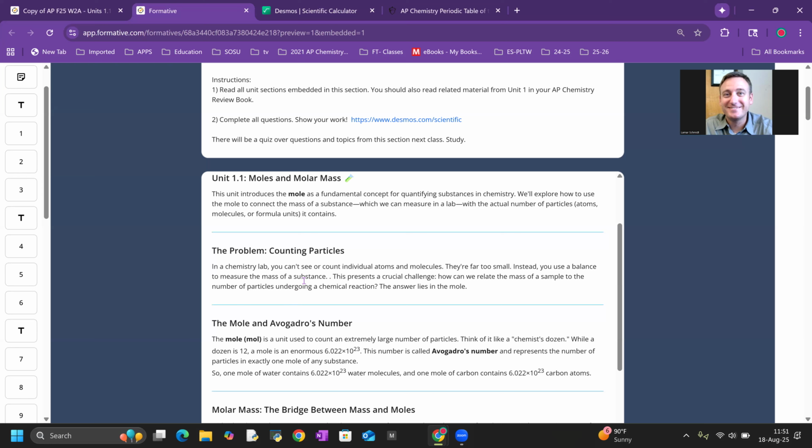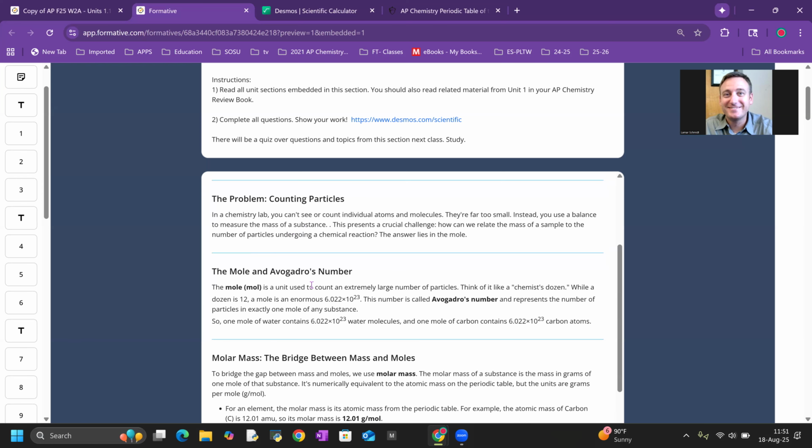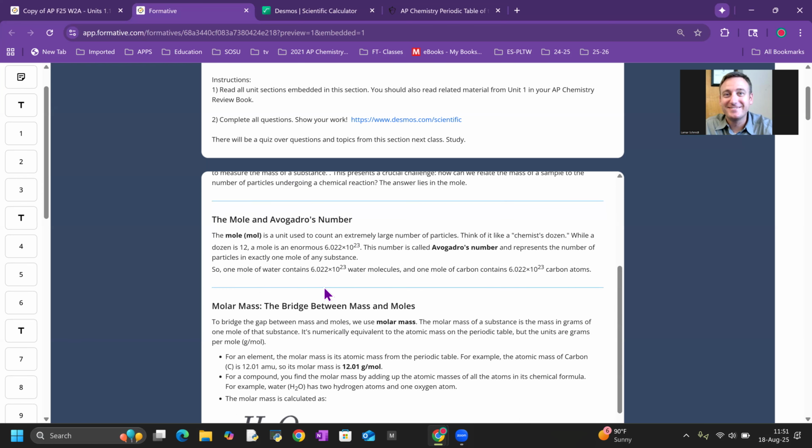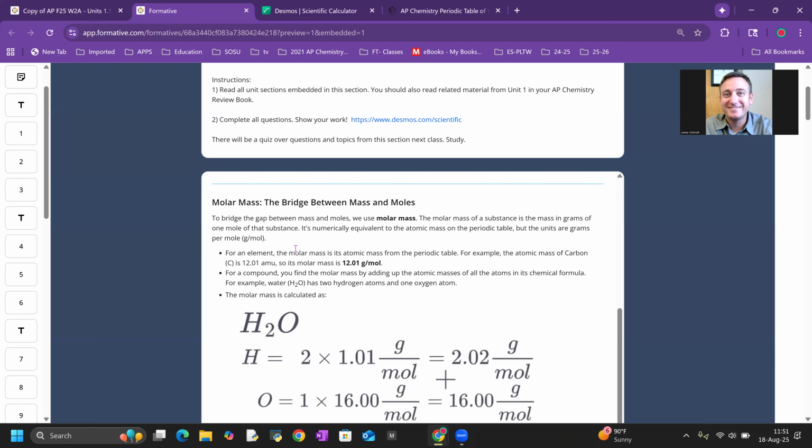And then we use mass because counting particles is way too hard. And so we have to relate to a value that is easier to obtain, and mass is a much easier value to obtain. And so we should know already between Avogadro's number and the mole. And so you can read that on your own.